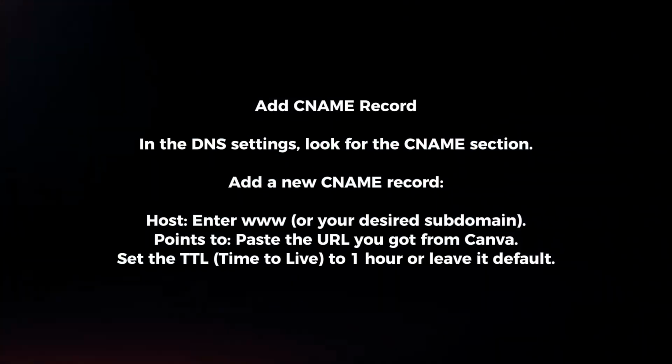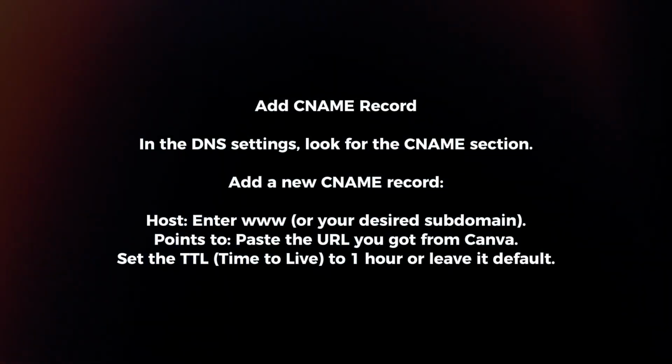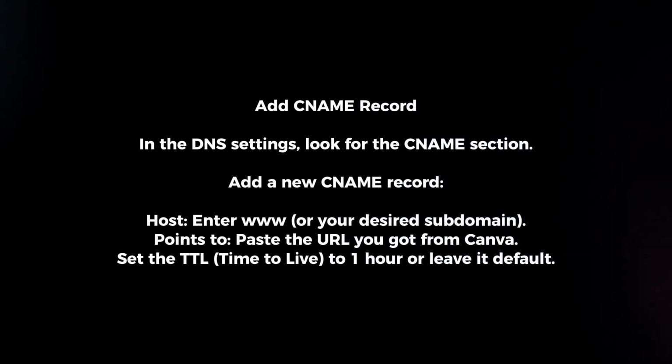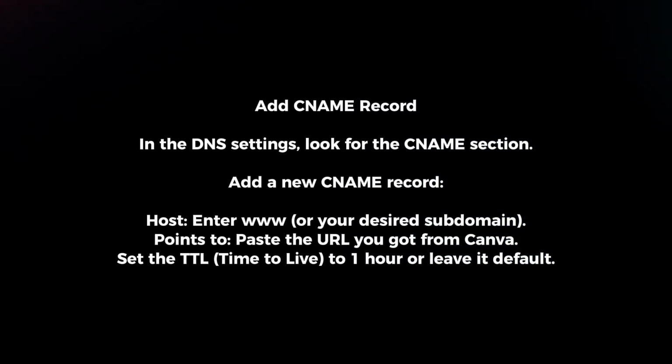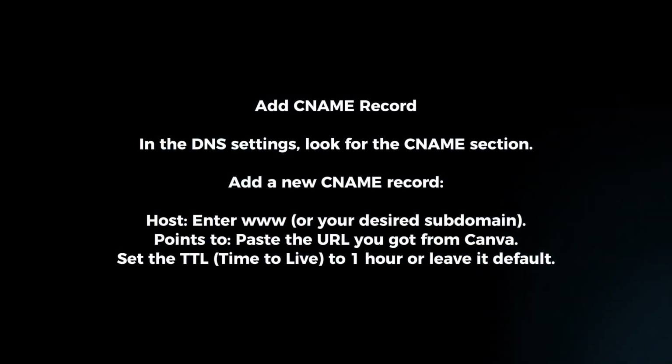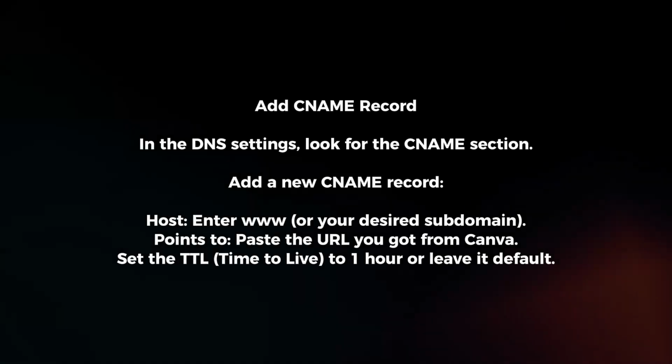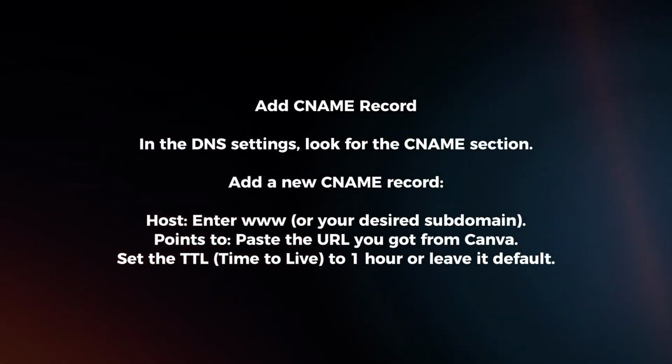Add CNAME record. In the DNS settings, look for the CNAME section. Add a new CNAME record. Host: enter www. Points to: paste the URL you got from Canva. Set the TTL to 1 hour or leave it default.